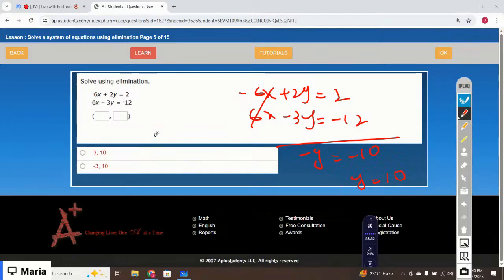Now put y equals 10 in any of the equations and calculate the value of x. 6x equals negative 30. 6x equals negative 12 plus 30. 6x equals 18. So x equals 3. Option number one is the correct option. That is 3.